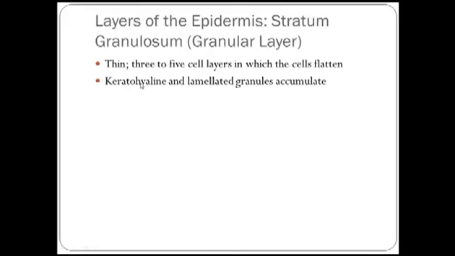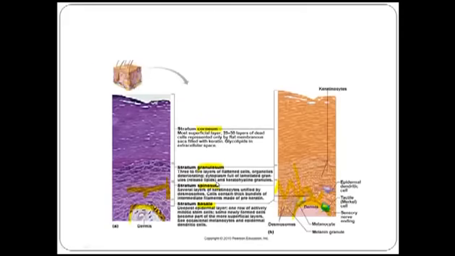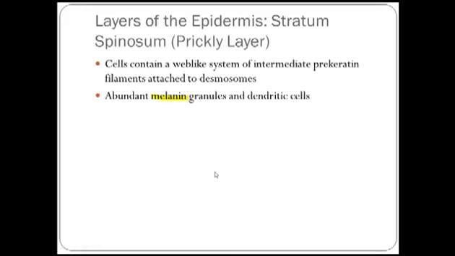Okay, working our way out. Stratum granulosum. We're going to have our keratinocytes. We'll have 3 to 5 layers of cells, and we've already spoken about these. They're going to be flattening out, dehydrating, and dying, and working their way out to the stratum corneum.